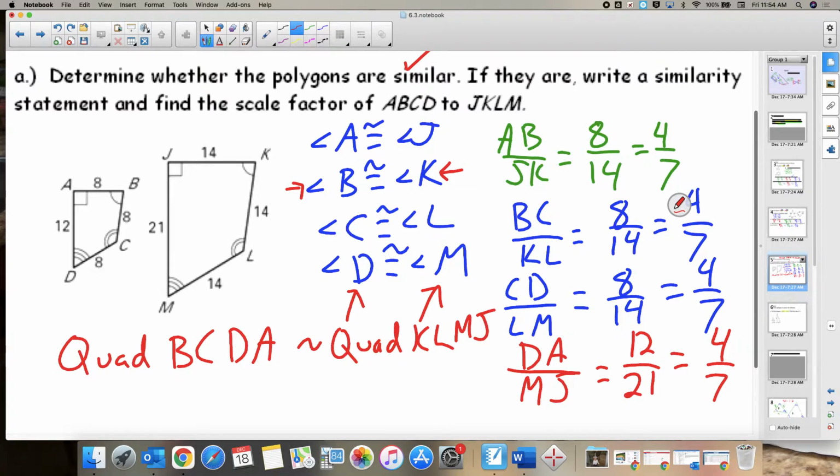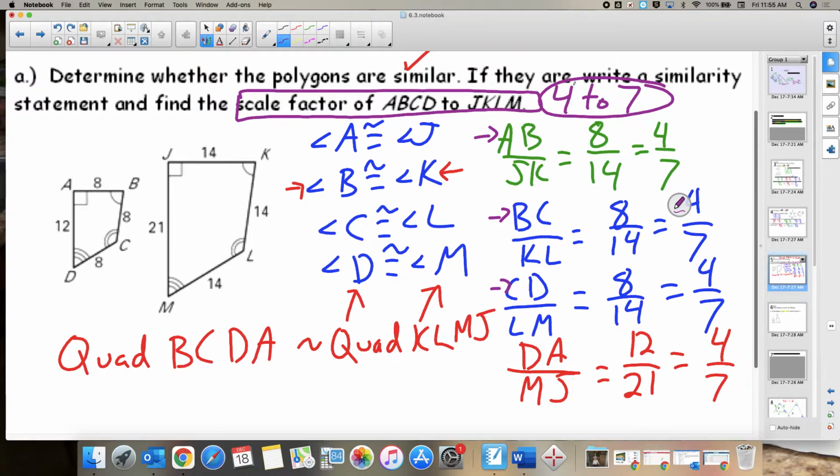Now the last thing is it wants a scale factor. In these problems, it hasn't mattered what figure we put on top. Right? We did 8 over 14. And that's fine until they actually give the order that they want. Now it says, what is the scale factor of ABCD to JKLM? Which means ABCD has to come first. So notice that is the values that were on top. So our top value has to come first. So we're going to say 4 to 7. That scale factor is that ratio of your sides, just reduced.